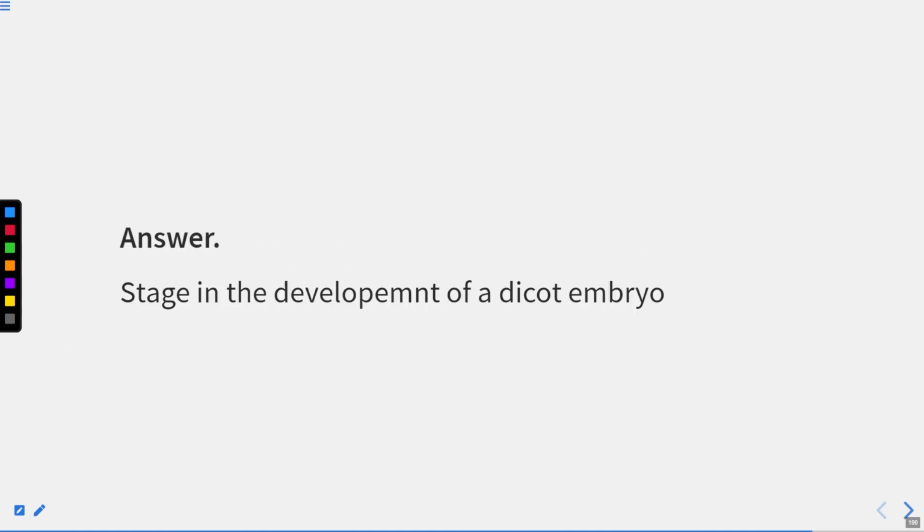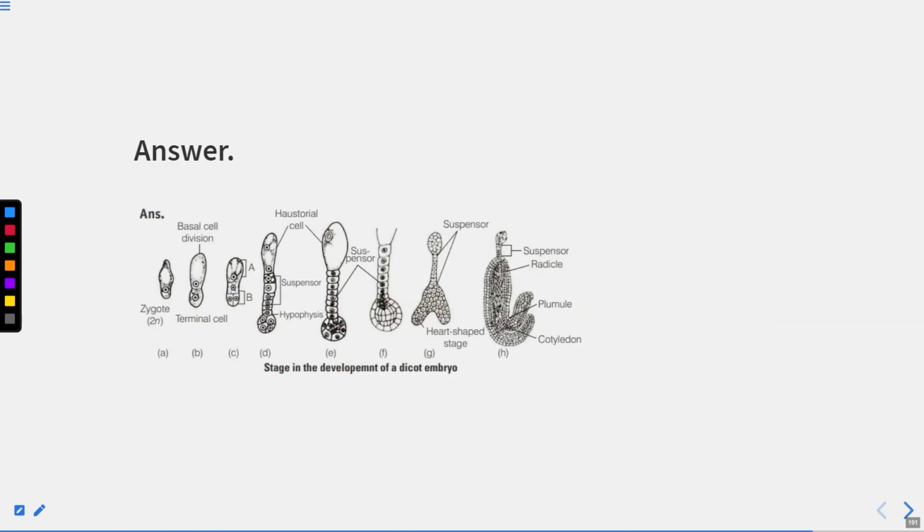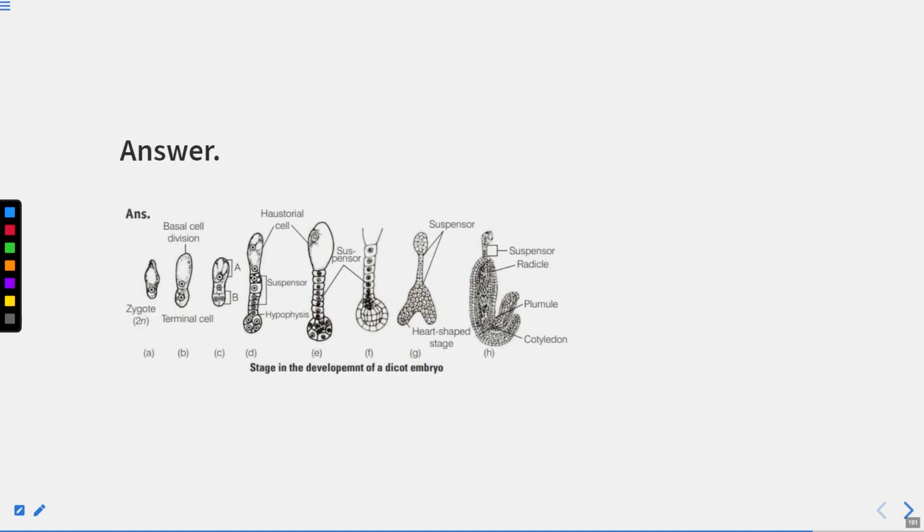So let's have a look at the stages in the development of the dicot embryo. So these are the stages. First, here you can see in this image, number A, this is the zygote which is formed by the fertilization of the male and the female gamete. Zygote is diploid. It has two chromosome sets. Then what happens? Zygote divides.